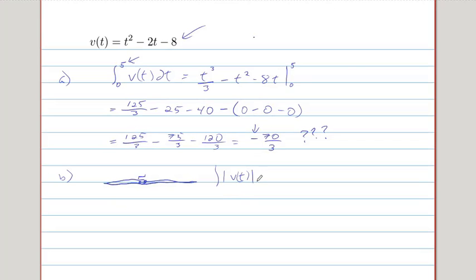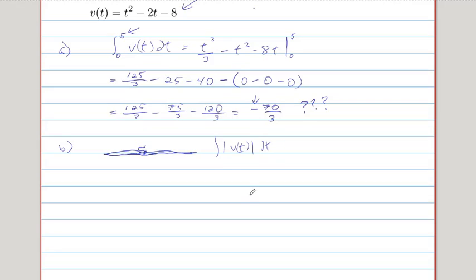But to do that, what we need to do is figure out where it is below the x-axis. So let me figure out where v of t, our function, is 0. Well, let's just solve it for 0 and see what we come up with. Equals 0.